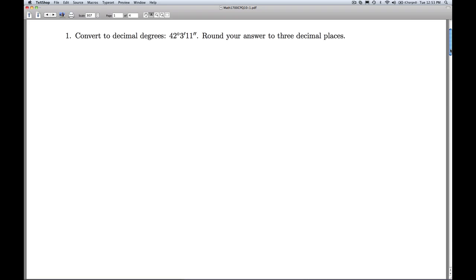Number 1, we're asked to convert an angle whose measure is given in the degree, minute, second system to decimal degrees. We're asked to round our answer to 3 decimal places. So the key to this problem is 1 degree is 60 minutes and 1 minute is 60 seconds.